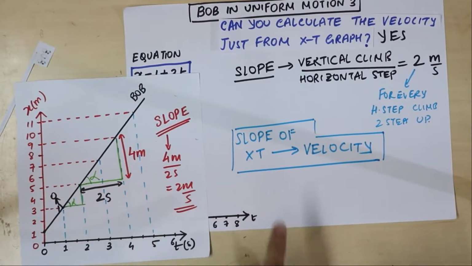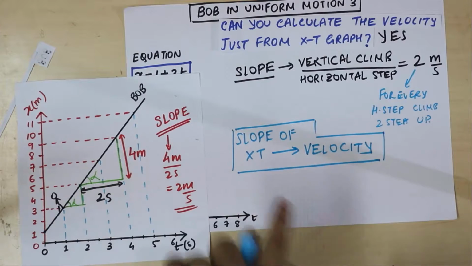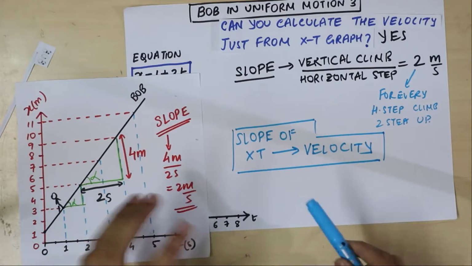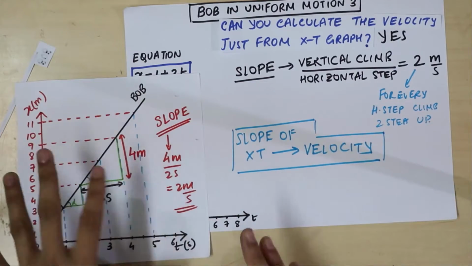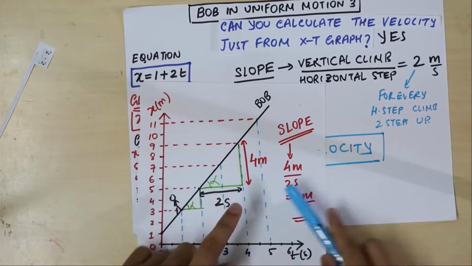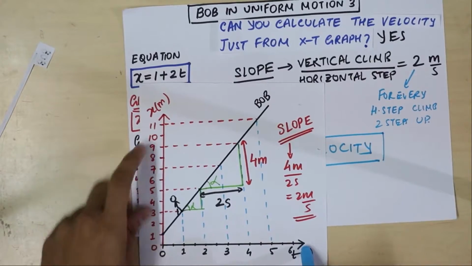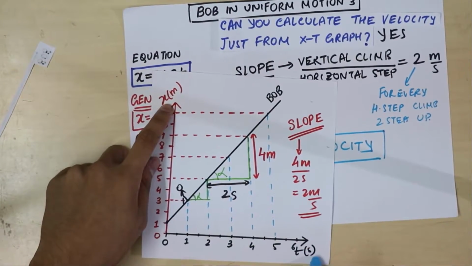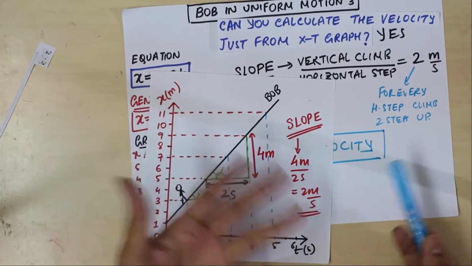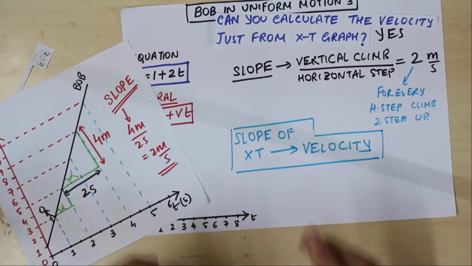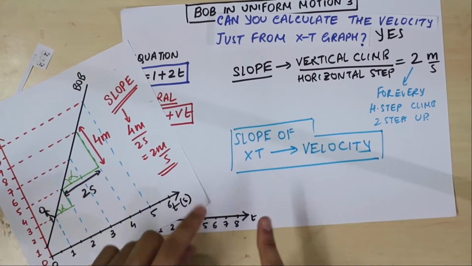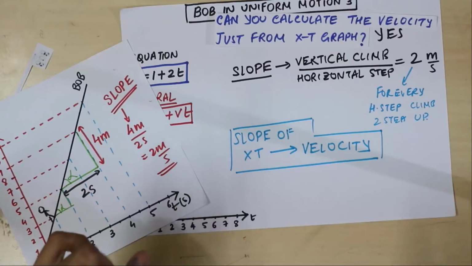I want you guys to remember this forever. The slope under an xt graph always tells you what velocity is, and I don't want you to just mug it up. I want you to feel this. Think about it. Slope is always the vertical divided by the horizontal. Vertical is meters, horizontal is seconds, so meters per second, well, velocity, okay? This now allows us to do some qualitative analysis on graphs.